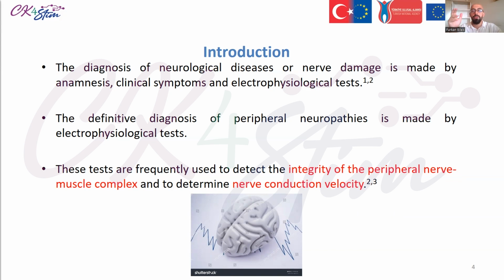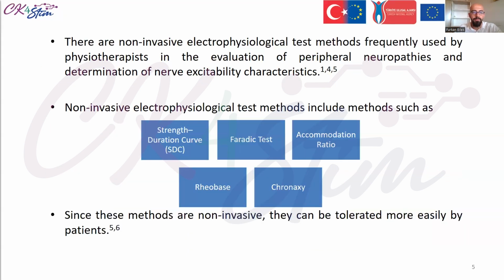The purpose of using electrophysiological tests is to determine the amount of motor and sensory nerve fibers and the motor fiber conduction velocity of the nerve, thus determining the current function of the nerve. Electrophysiological test methods are examined in two groups as invasive and non-invasive test methods.